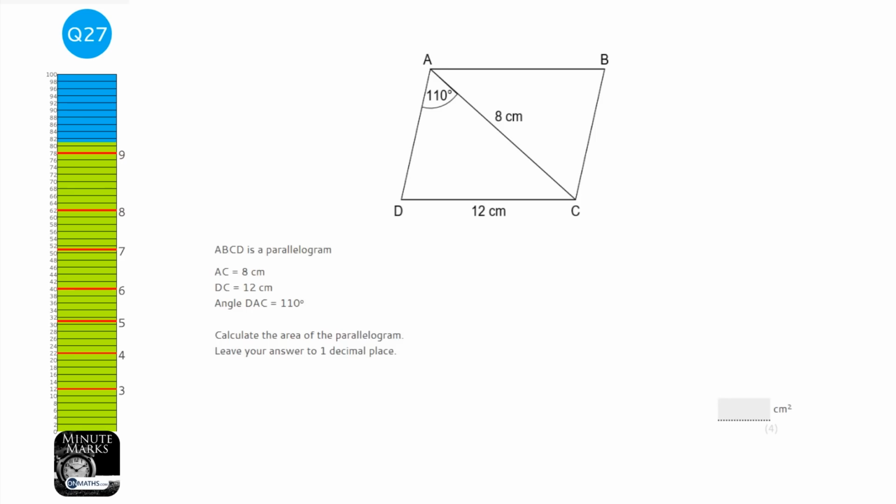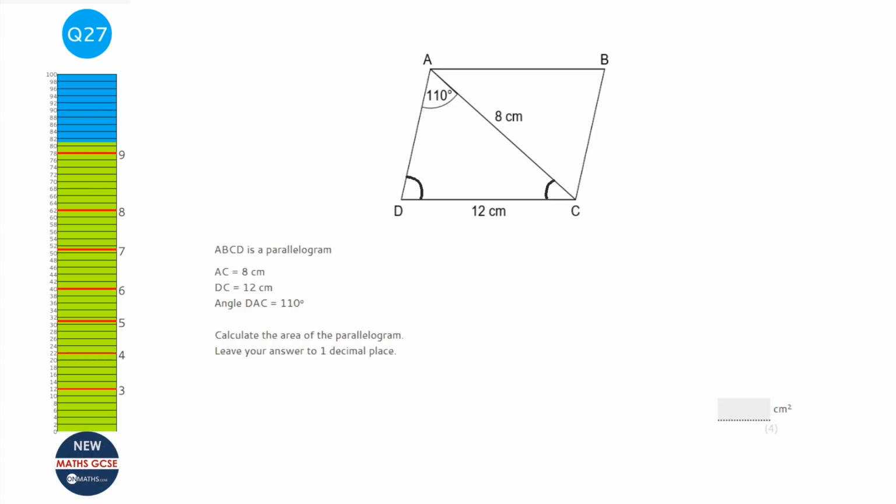There are quite a few different approaches for this question. One thing we can do is try and find length AD by using the cosine rule. And the other approach which I'm going to use is I'm going to work out this angle here using the sine rule, and then work out this angle here by taking away from 180 degrees. Then when I've done that, I can use the trigonometric area formula.